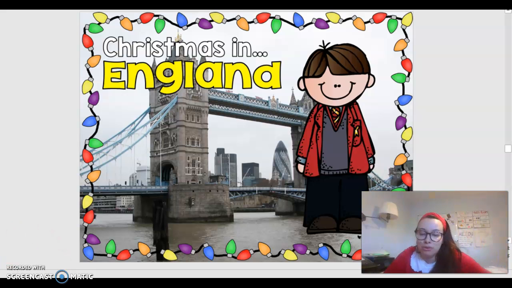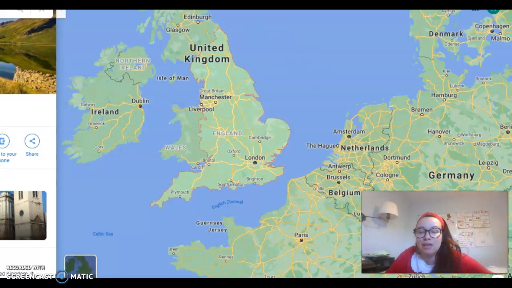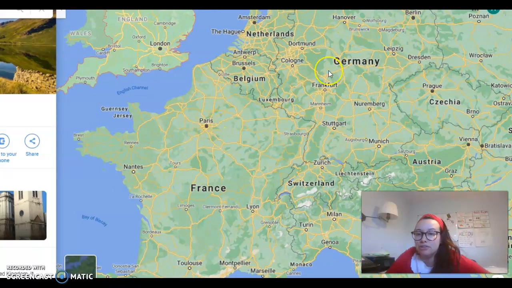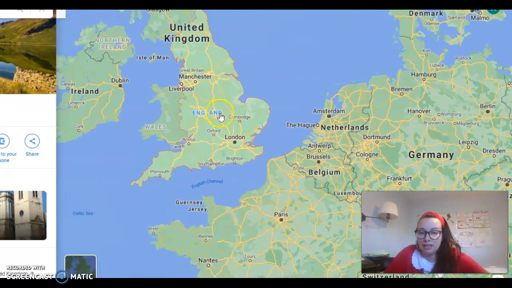So I have pulled up a map and right here you can see this is the United Kingdom and right here is England. So just so you have some perspective on our map, right here is France and here is Germany. And right here's the Netherlands. So we've actually visited all of these three places right here on our adventure of Christmas around the world. So England is right here in the little island, but it is still part of Europe.